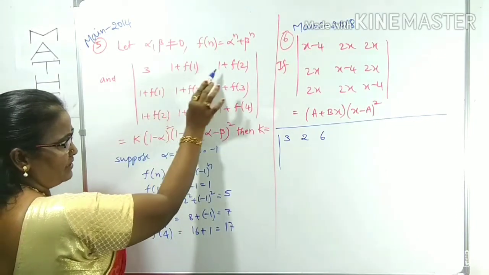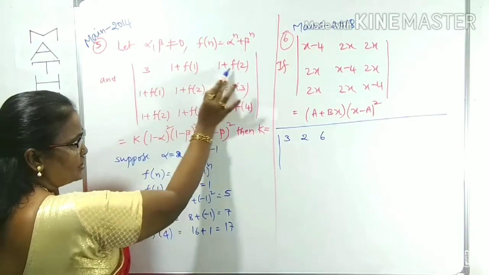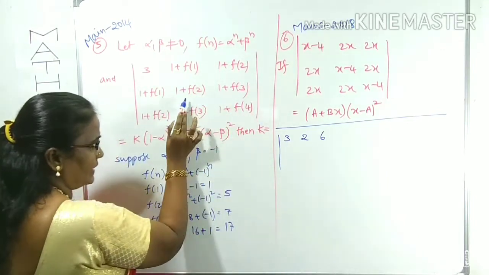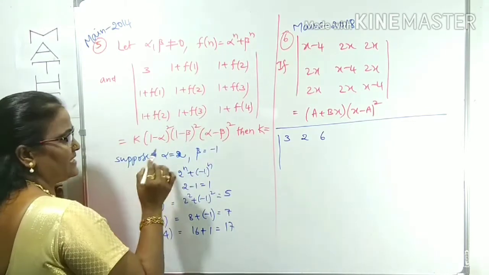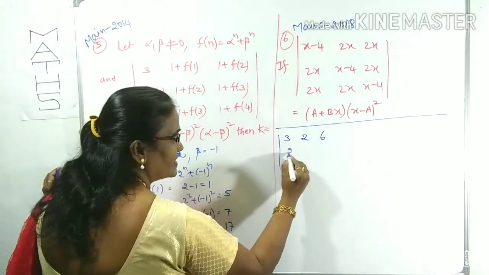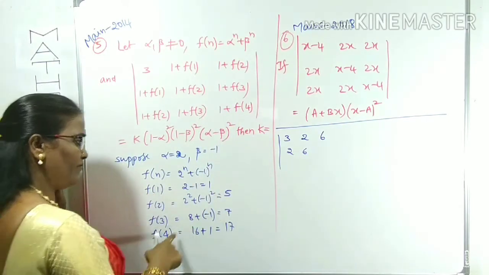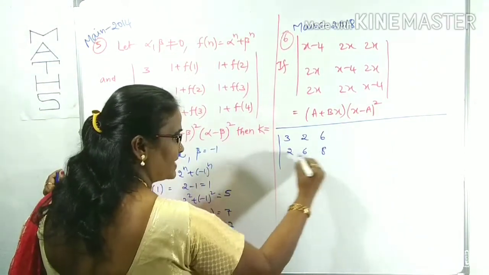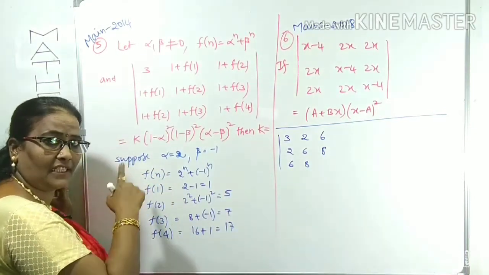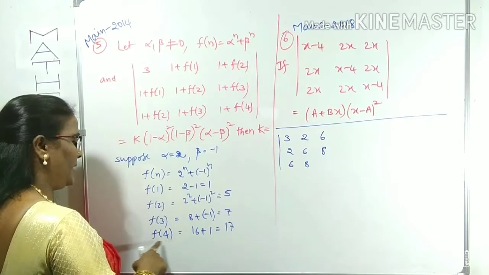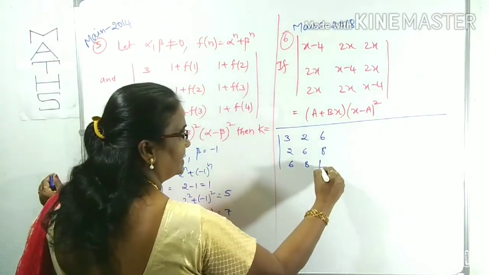You know these terms will come like this: 3, 1 plus f1, 1 plus f2. Again it will come here, 1 plus f1, 1 plus f2, these two terms continuously, then f3, again these two terms continuously, then f4, like that. Same way we can write 2, 6 as it is here. Now 1 plus f3, f3 is 7, 1 plus 7 is 8. Now 6, 8 is as it is. The sequence will be like this, you can concentrate on that. And 1 plus f4: 17 plus 1 is 18. This is the left side value.